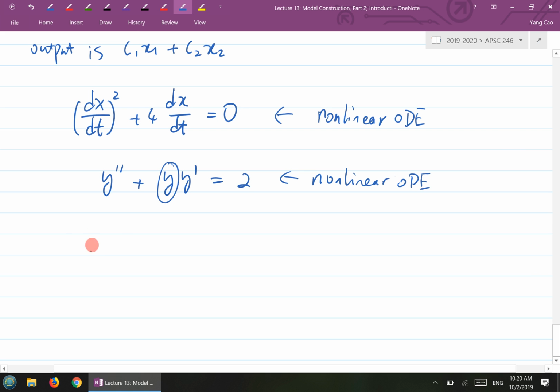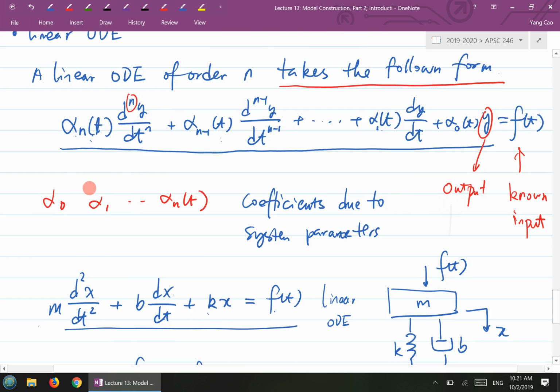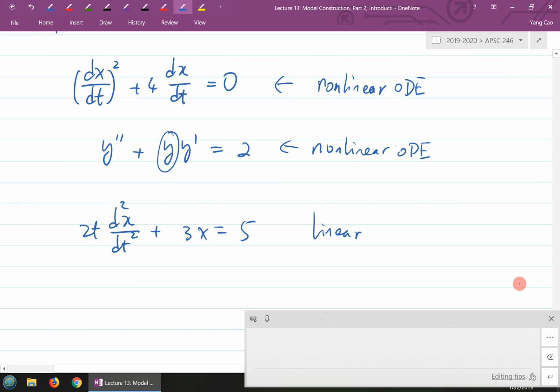How about this one here? Is this a linear or non-linear ODE? The difference here is that this is not a constant, this is 2t. But that's okay, because this can be a function of t. So this one is actually linear. But what is the difference? Let me finish this part here.